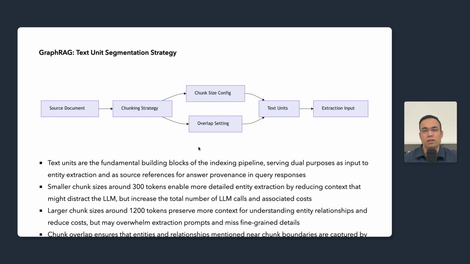Larger chunk sizes, around 1200 tokens, which is the default, preserve more context for understanding entity relationships. When entities are mentioned together in a larger chunk, the LLM can better understand how they relate to each other. However, larger chunks may overwhelm the extraction prompt and cause the LLM to miss fine-grained details.